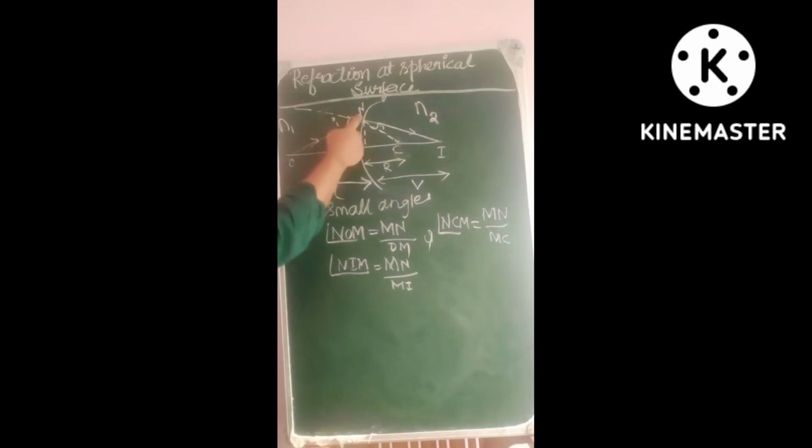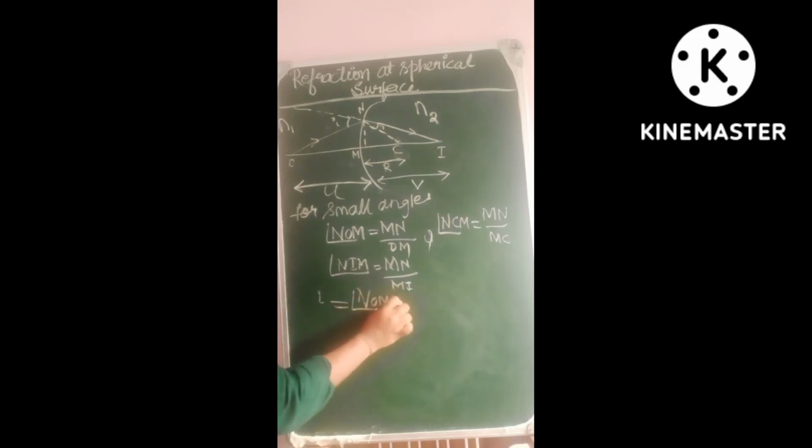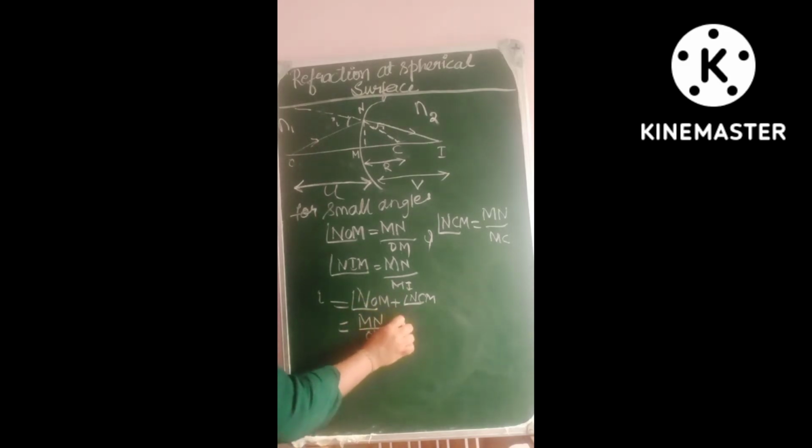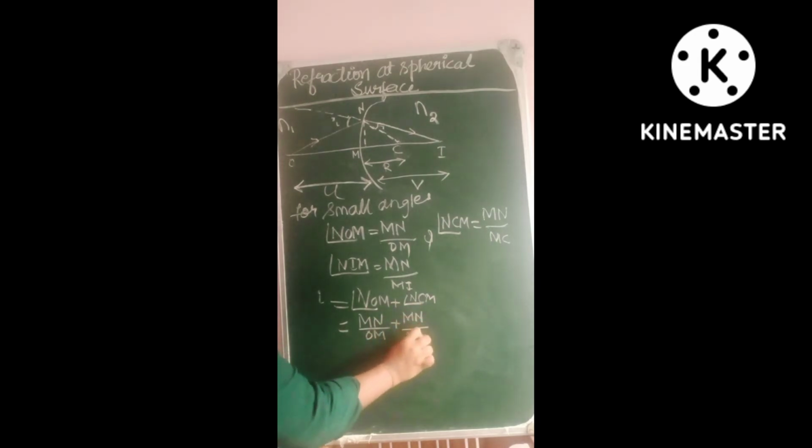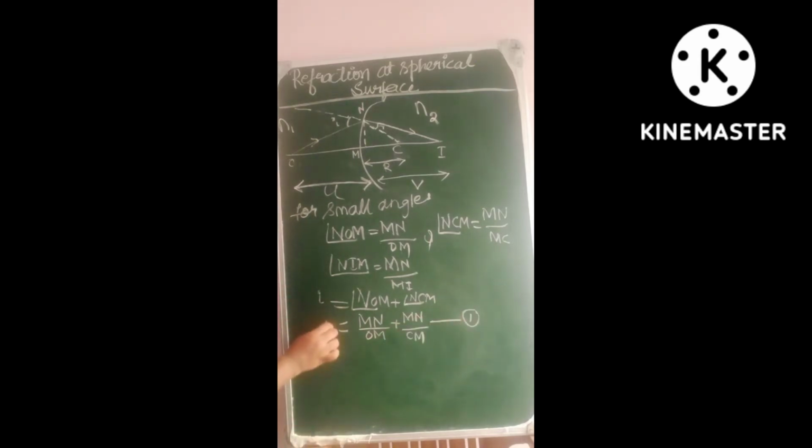Then for this triangle NOC, I becomes the exterior angle, and NCM and NOM are the interior opposite angles. Therefore, I is equal to angle NOM plus angle NCM. The NOM value is already known here, MN divided by OM. Substitute it here. Similarly, angle NCM is equal to MN divided by MC. Substituting these two values, take this as equation number 1: I is equal to MN divided by OM plus MN divided by CM.